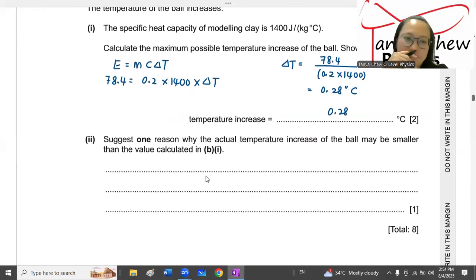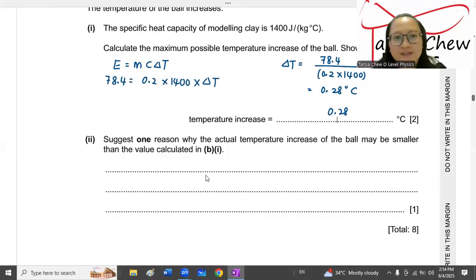Now, the last question, suggest why. Last part of second question: suggest one reason only why the actual temperature increase of the ball may be smaller than the value that we have calculated here. You look at the value that we calculated here, this is 0.28 degrees Celsius, but in real life, the temperature increase is smaller than that.